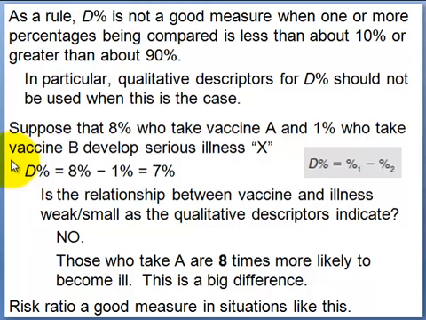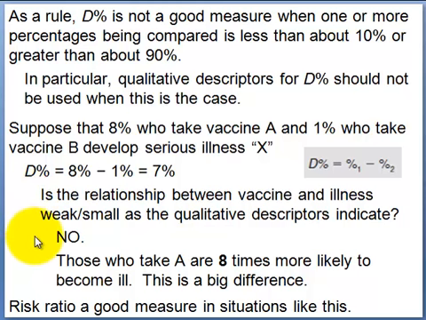So suppose that 8% who take vaccine A and 1% who take vaccine B develop serious illness X. Let's calculate the difference in percentages, and it calculates to 8 minus 1, 7%. So then the question comes, is the relationship between vaccine and illness weak, which is to say the same as small, as the qualitative descriptors would indicate? Recall that differences of about 7% are small or weak in terms of how they're characterized.